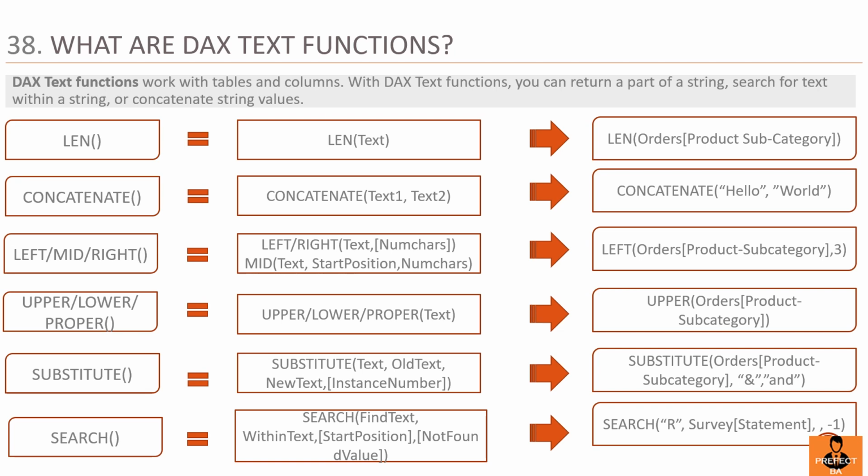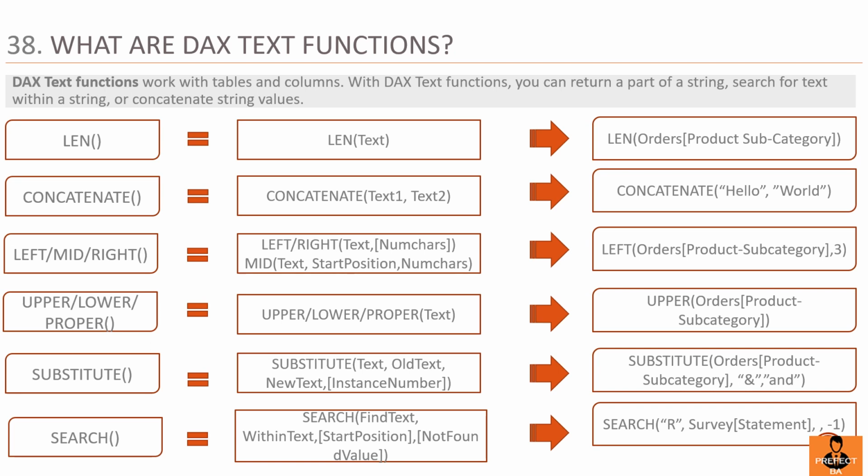CONCATENATE function joins two strings into one. In the example, the output would be hello world. LEFT, MID or RIGHT function returns the number of characters from the start, middle or end of the text string. In the example, the output would be the 3 characters of product subcategory from the left, like if the product subcategory is tables, then the output would be TAB.